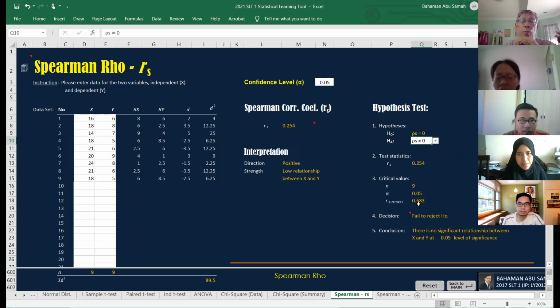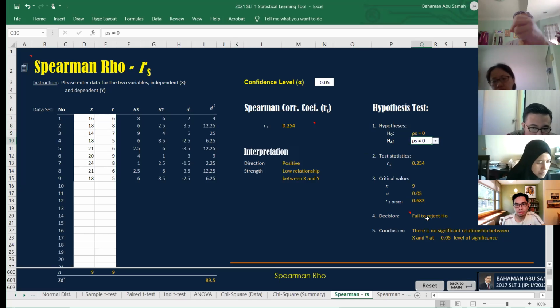So when we want to make our decision, if it is based on manual calculation, we compare RS calculated against RS critical. So RS calculated is smaller, therefore fail to reject. In this case, we cannot derive the significant value, so we just rely on the calculated RS against critical RS, fail to reject. When we fail to reject, what can we conclude? There is no significant relationship between, we just change the variable, loyalty and performance at 0.05 level of significance.